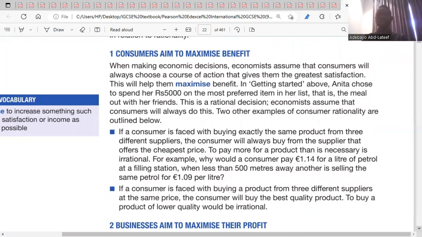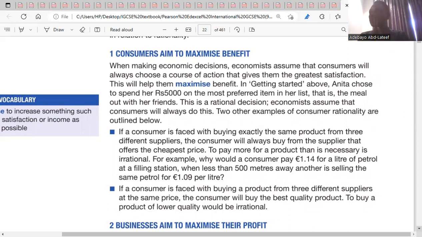So if a consumer is faced with buying exactly the same product from 3 different suppliers, the consumer will always buy from the supplier that offers the cheapest price. Here, consumers feel that product A, product B, product C is going to give the same satisfaction. So the next thing consumers are going to do is to check which one is offering the cheapest. If it's 1.2, 1.3, 1.4, consumers, to be rational, will choose 1.1.